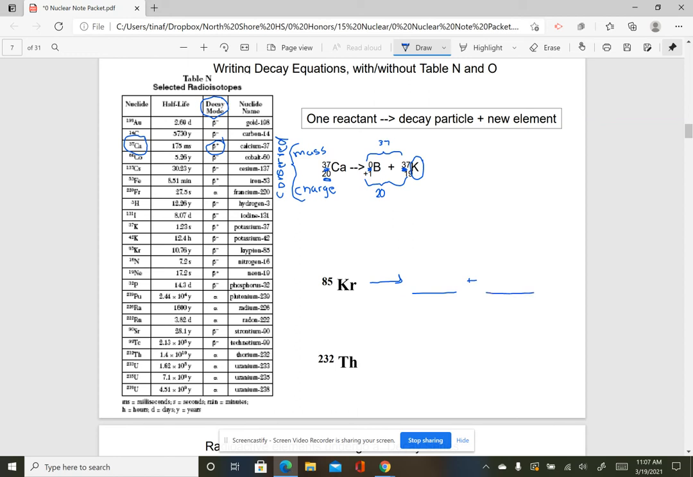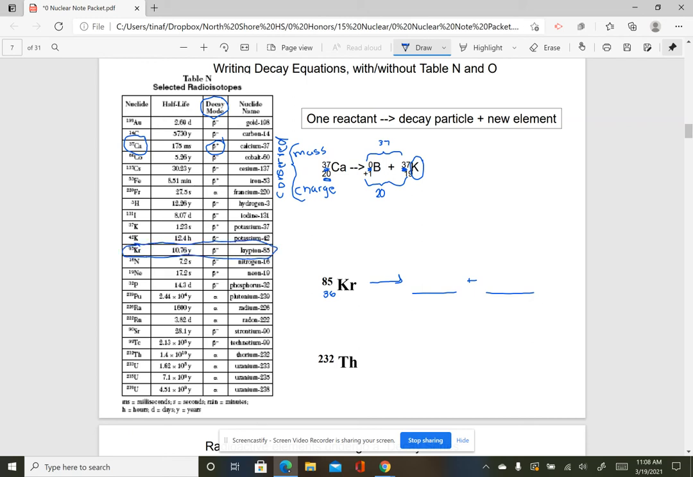You'll be given something that looks like this, and you'll be asked to write the equation. So first things first, I'm noticing that krypton here only has one number with it, and that's its mass. I can easily go to my periodic table and look up the atomic number of krypton, because you need both.